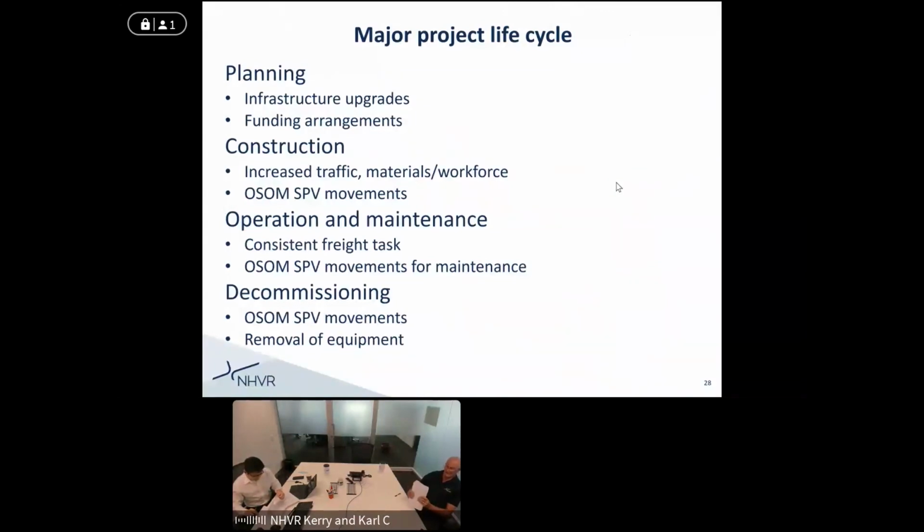So if we look at major projects, they have a bit of a life cycle. The first thing is your planning. And this is where you can look at infrastructure upgrades and funding arrangements.